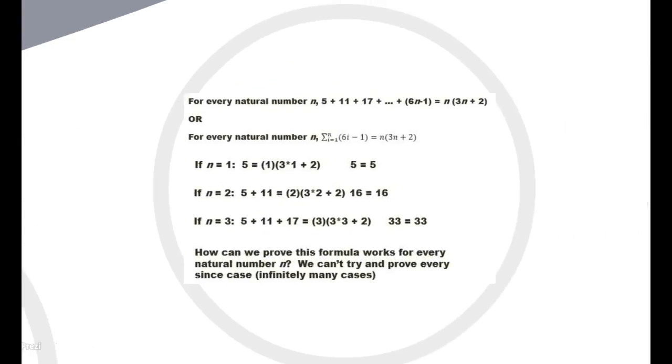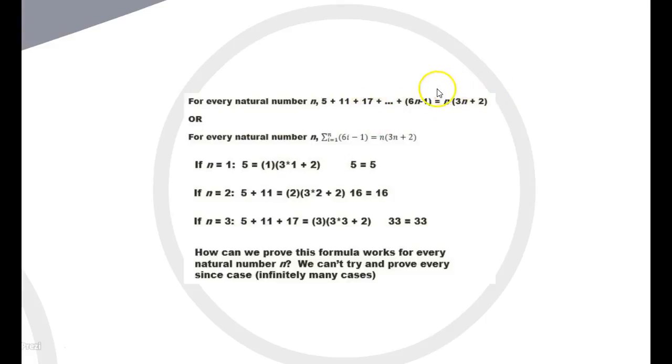So let's take a look at an example. For every natural number n, natural numbers, those are your counting numbers, 1, 2, 3, 4, 5, etc. But notice we're adding together this sequence of numbers. The n over here in this 6n minus 1, this is the pattern to get each successive number. So for example, if n equals 1, that's 5. If n equals 2, that's going to be 11. If n equals 3, that's going to be 17.